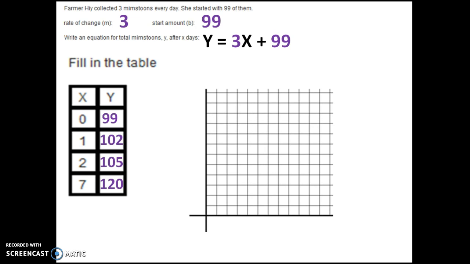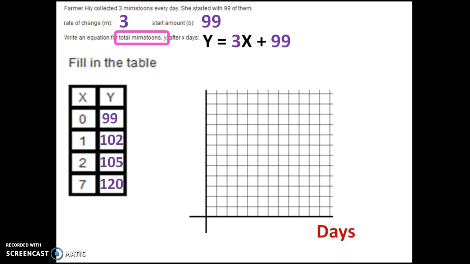So with this graph, we remember that x is days. So our x value, or our x-axis, is going to have the label of days. The y-axis is mimstoons. Notice that mimstoons is a very large number, right? We have 120. So we're not going to be able to go up by ones on our y-axis, even though we could on our x-axis, because the x-axis is increasing by ones.